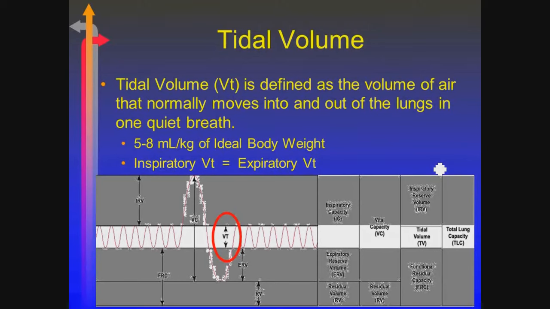How much you take in is based upon a couple different factors: your height, your age, and your gender. But usually it falls somewhere in the area of 5 to 8 milliliters per kilogram of ideal body weight. What do I mean by ideal body weight? What you're supposed to weigh, or what your body frame says you're supposed to weigh. We want to base tidal volume on ideal body weight, not actual body weight, because the 600-pound biker has a normal size frame under there someplace. The rest of it is fat.